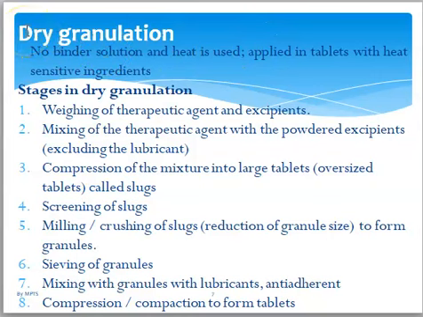Let us look at dry granulation. Of course, in dry granulation, there is no binder and heat which is used. So it is applied in tablets which are sensitive to heat. Of course, the stages of dry granulation, the first ones are always the same. Weighing of the active ingredient and the excipients, mixing of the therapeutic agent with the powdered mixture, compression of the mixture into large tablets. You compress into cold slugs, then you screen the slugs. After screening them, you mill or crush into granules. You sieve the granules, you mix in with other excipients, and then you compress and compact.